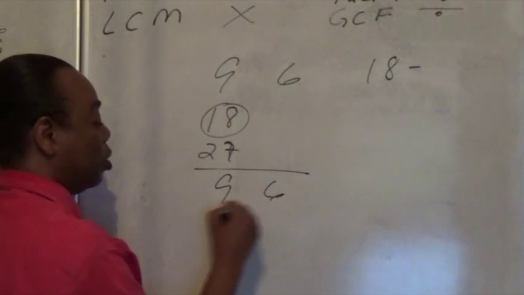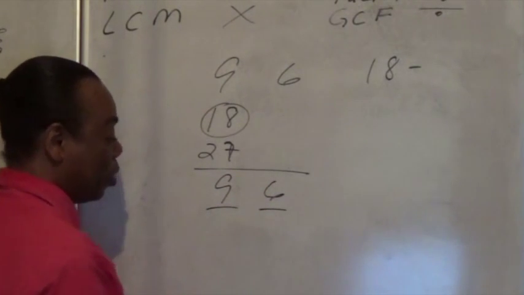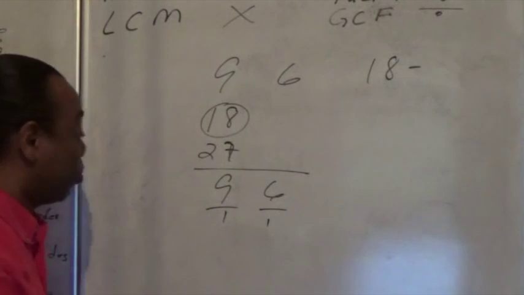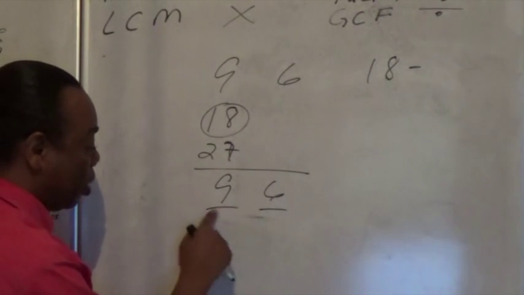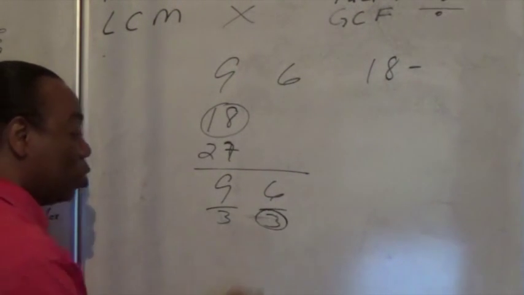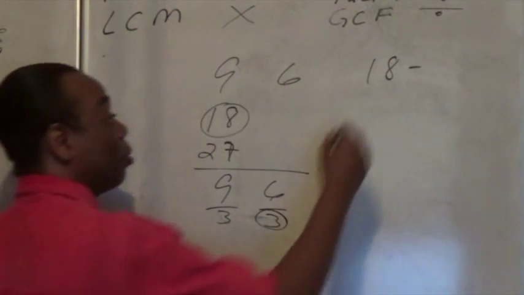Now for the GCF. 9 and 6 can be divided by what number? They both can be divided by 1, but I want a greater number than that. They both can be divided by 3, and that's about as high as we can go. So the GCF is 3.